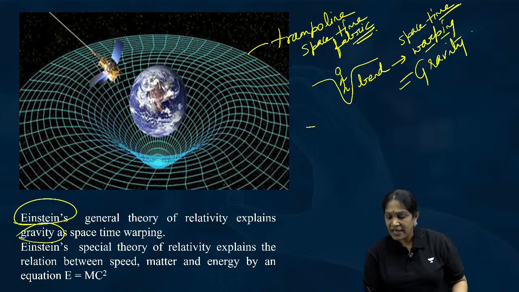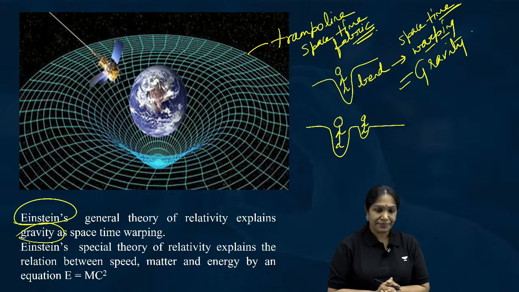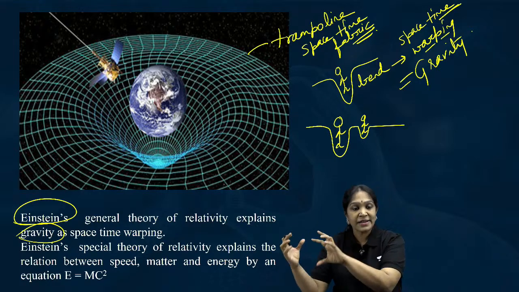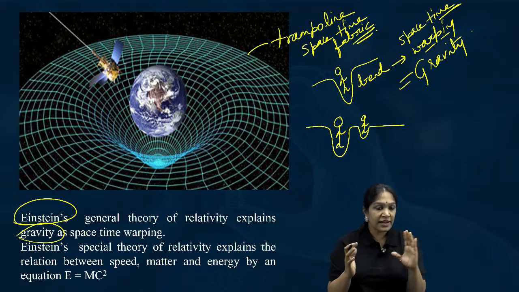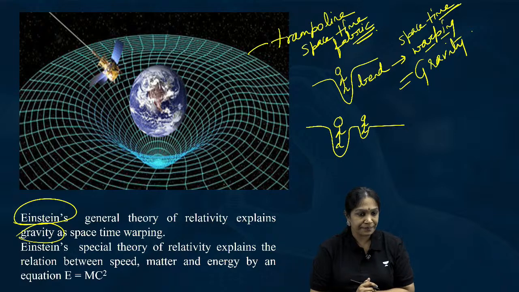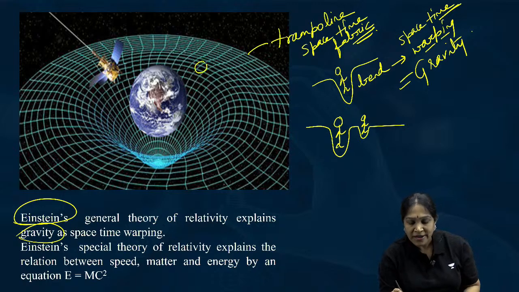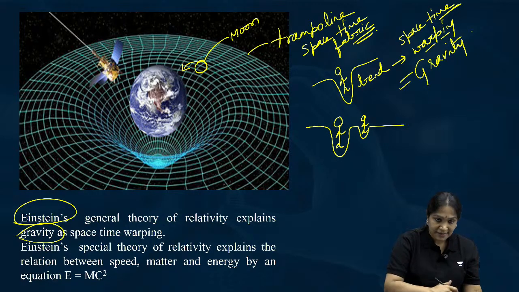Let us suppose, on a trampoline, a heavy boy is standing and a lightweight boy is standing. Is it clear? A heavy person and a lightweight person. Will the lightweight person lean towards the heavyweight person? Yes? Okay. Let us suppose that the fat boy is Earth. If the Moon is here, which is heavier? Earth is heavier. So, the Moon will fall towards the Earth.